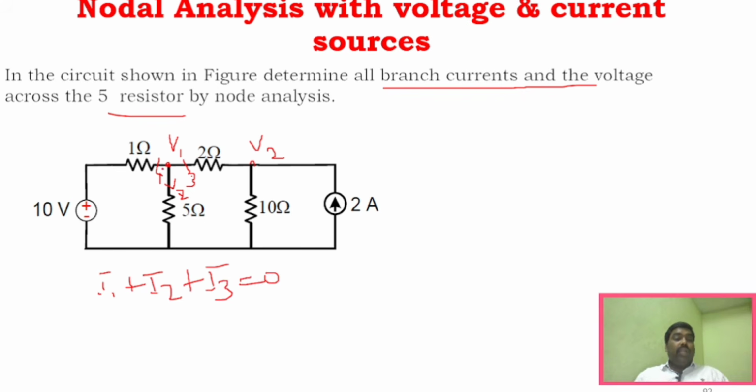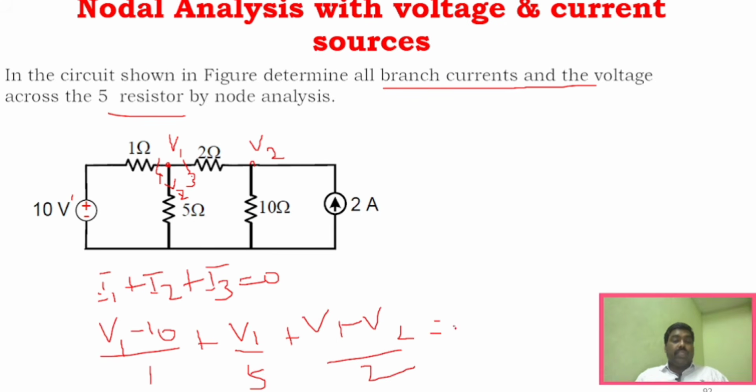Now, how will you write this expression for the I1 branch? For the I1 branch, this is higher potential and this is also higher potential. So it is V1 minus 10 divided by 1. Similarly for I2, it will be V1 divided by 5, correct? And for I3, it will be V1 minus V2 divided by 2. So this is the first expression for V1.